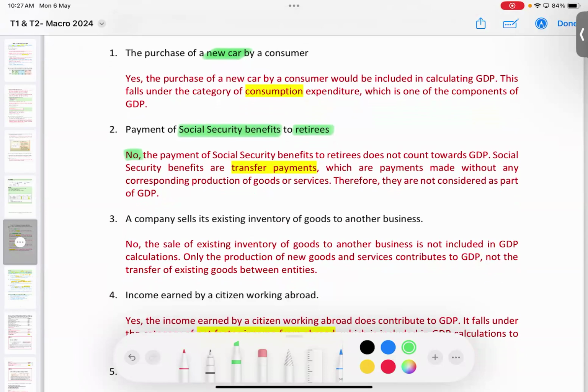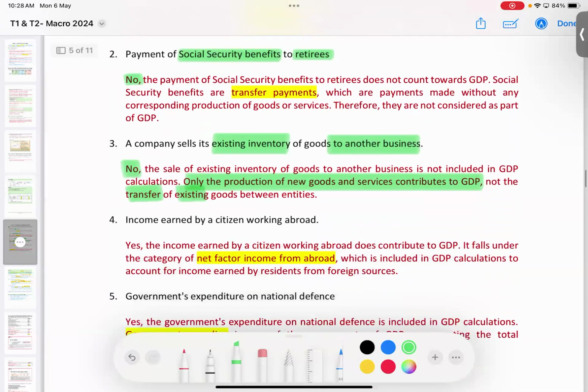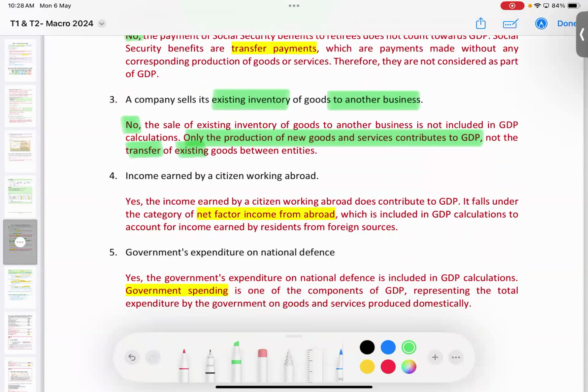Now, the third one: a company sells its existing inventory of goods and services to another business. So you see, existing inventory to another business. Is there any production of new goods and services over here? No, you are just transferring the existing inventory. So the answer is no, because in GDP, only the production of new goods and services contributes to GDP. And this is just about the transfer of existing goods between businesses. So it is not included, all right? Question number 4, income earned by a citizen working abroad.